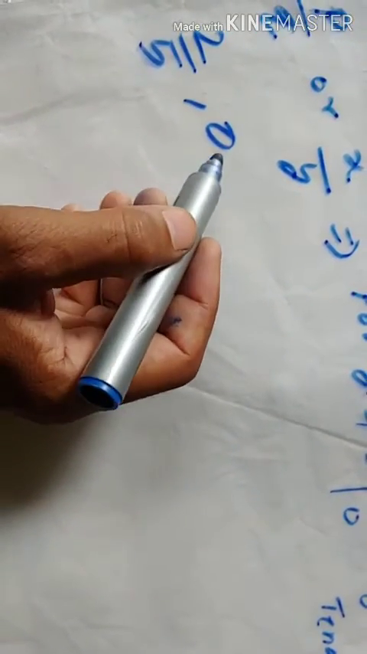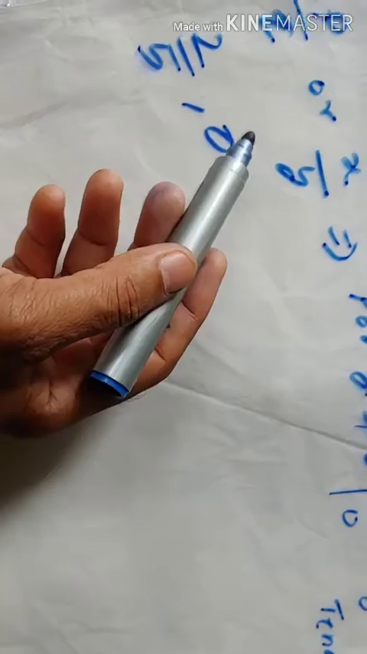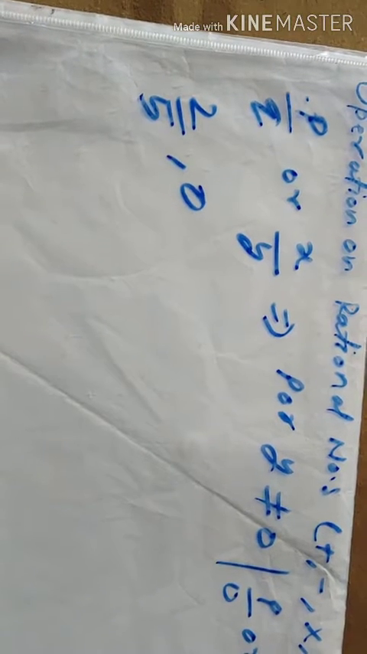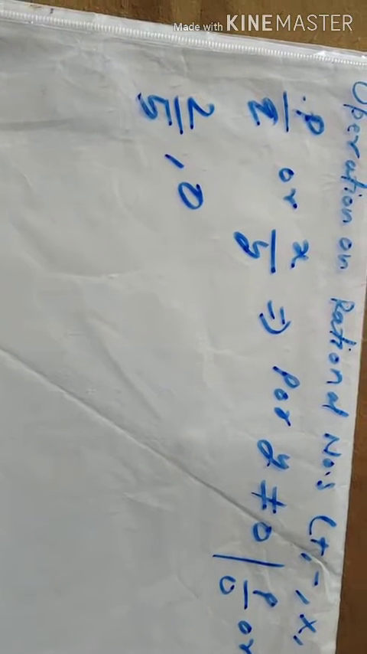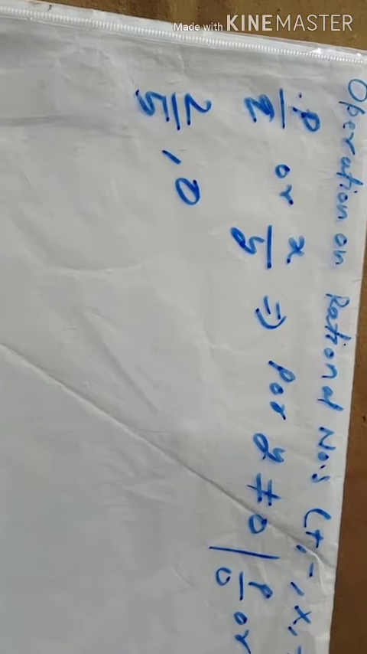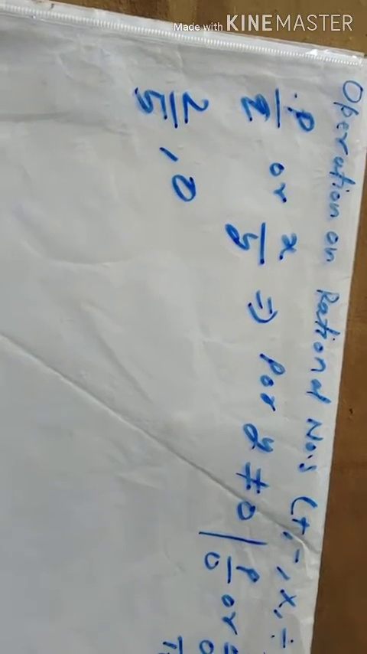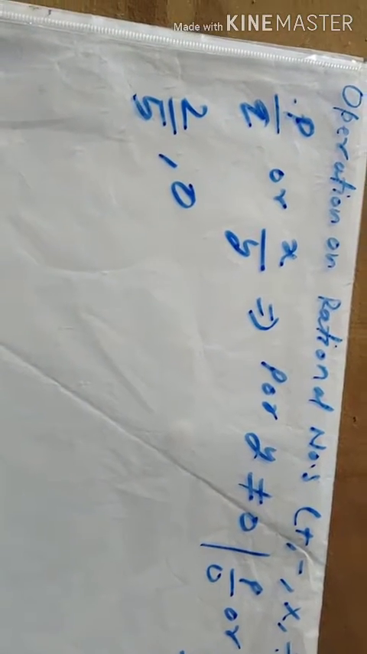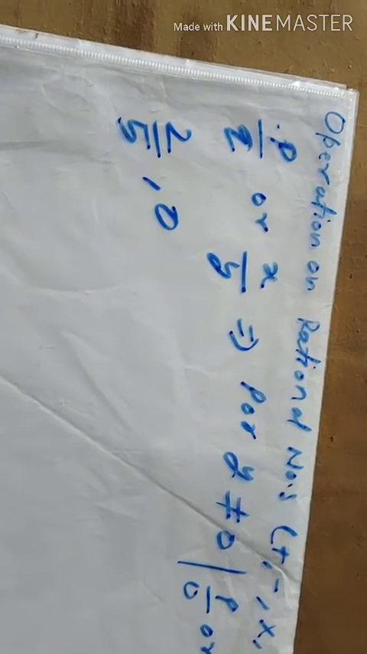0 is neither positive nor negative. So 0 is neither a positive nor a negative rational number, as in the case of integers, where it is neither a positive nor a negative integer. So 2 by 5 can be a rational form, minus 7 by 5, etc.